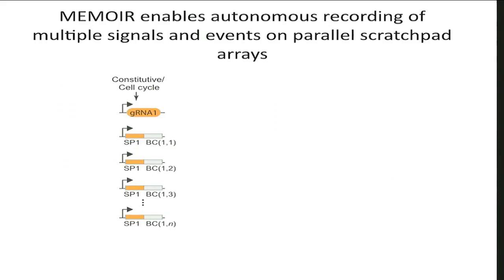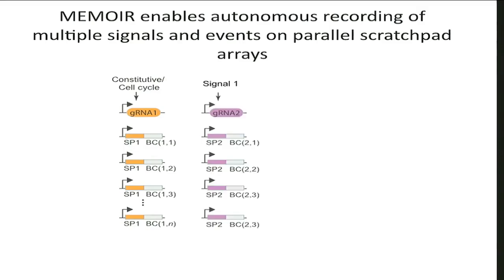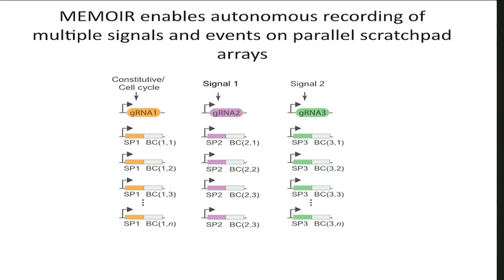And the beautiful thing about the system is that you can have one guide RNA working with one set of scratch pads to record lineage, but we can, in parallel, in the same cells, have a second set of scratch pads that are scratched by a different gRNA using the same Cas9 that targets this other set of scratch pads. And that can be responsive to any signal, like Wnt or BMP or anything else. And we could do it with a third set, and so on.